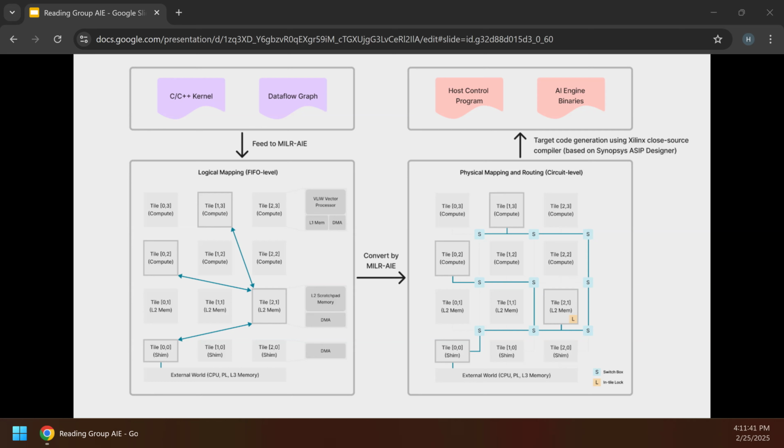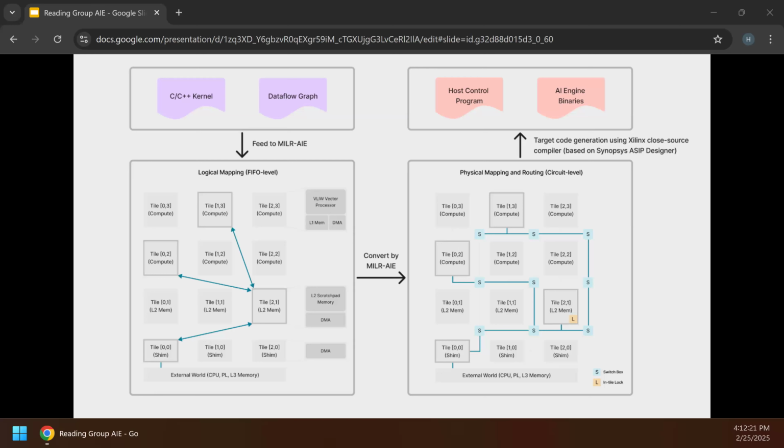The output of this flow is the host control program running on the CPU side, and also the AIE engine binary, which is basically the XCLBIN or the static configuration files for the AI engine or NPU side. Inside this flow, it can also be divided into two main stages. From the left side, it's what we call the FIFO level logical mapping.